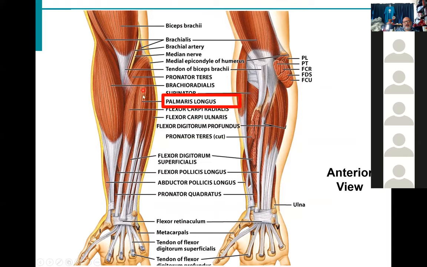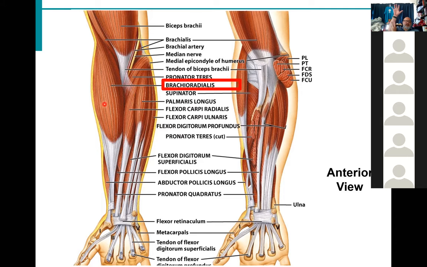Right next to that, we have a small-bellied muscle with a long tendon that goes in front of the flexor retinaculum, right to the palm of the hand. That is our palmaris longus. Right next to that, we have a muscle whose tendon goes to the front of the hand on the thumb side, flexor carpi radialis. And right from there, we hop across to the brachioradialis, and we're right back where we started.